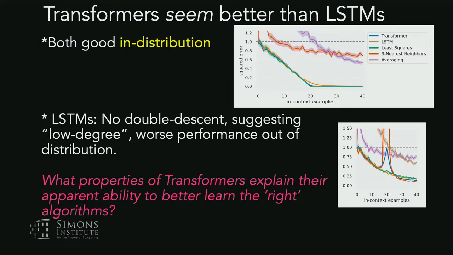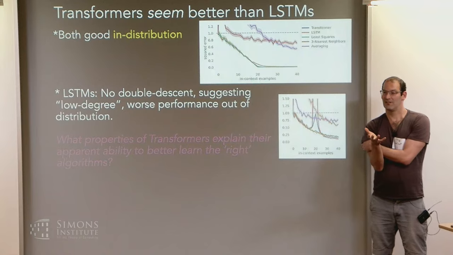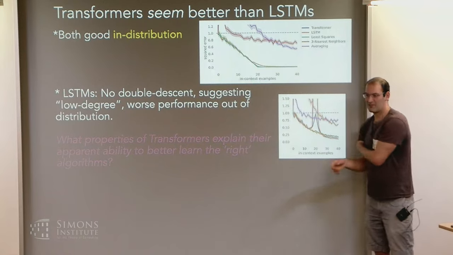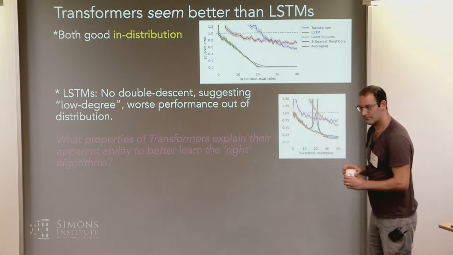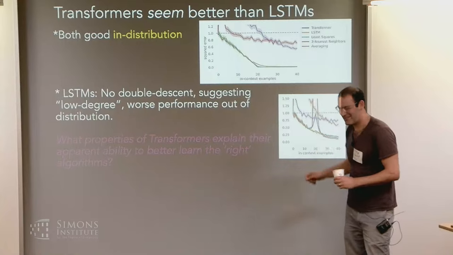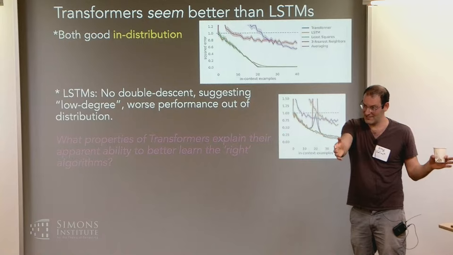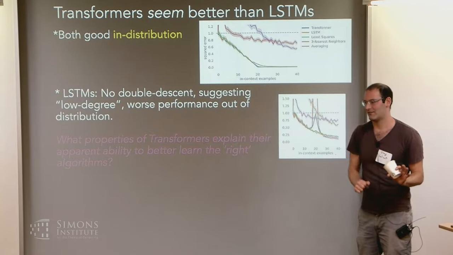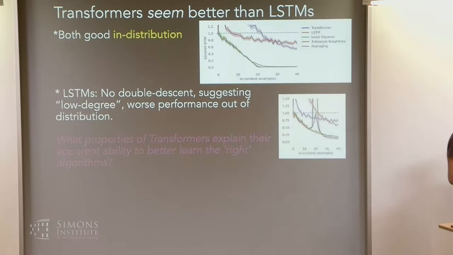This double descent, one easy way of saying this is the optimal algorithm is very non-Lipschitz as a function of it, whereas these LSTMs learn a much more Lipschitz function. Oh, but here we give it noisy labels just at in-context time. They've been trained in a noiseless setting. Yeah. No, if you give it noise, then everything still looks perfect.